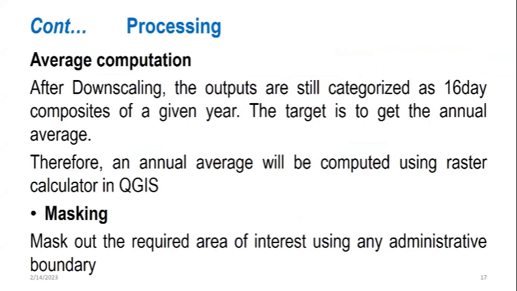The other thing is that masking out is required. Masking is basically cutting out the area that you're not interested in. So you're interested in your area of interest, and you go ahead and cut the areas we don't want using your administrative boundaries.